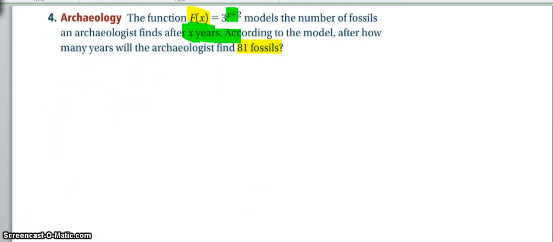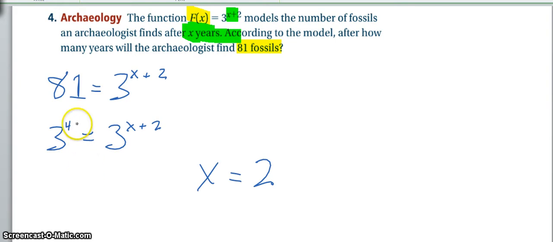So pause the video now, go ahead, set up and solve number 4 on your own. Alright, so we set this up, replacing our f of x with 81. We see that 3 to the 4th is 81, so we can match our bases. 4 would then equal x plus 2, and what plus 2 equals 4? That would be 2. So this will be 2 years that it will take them to get to that point.